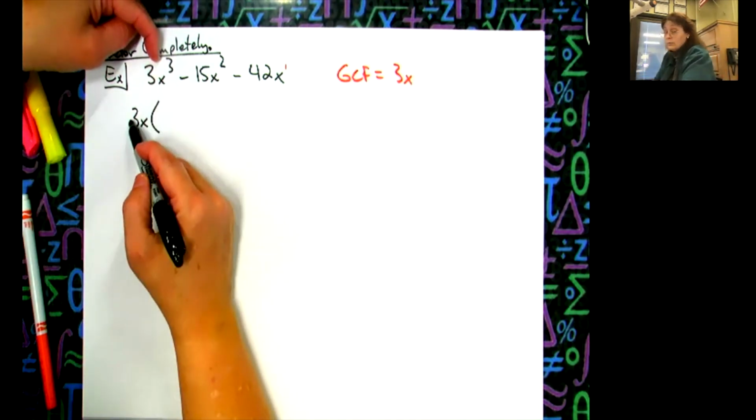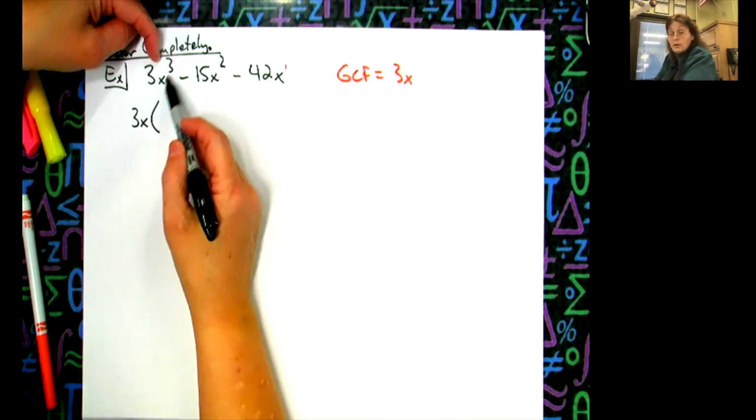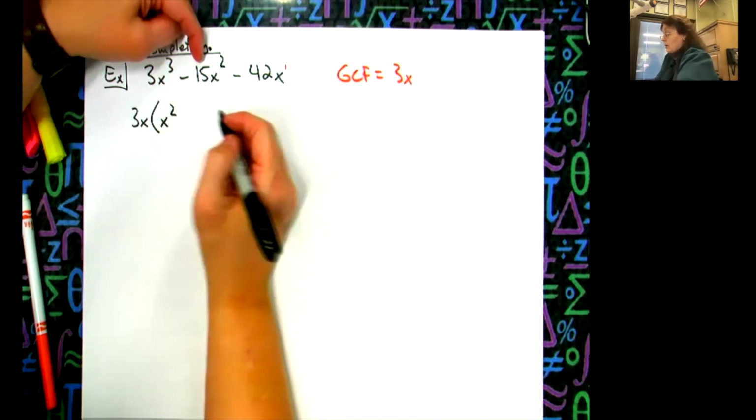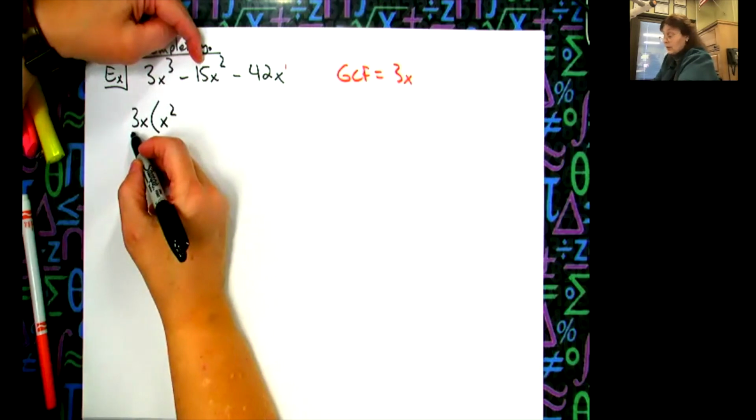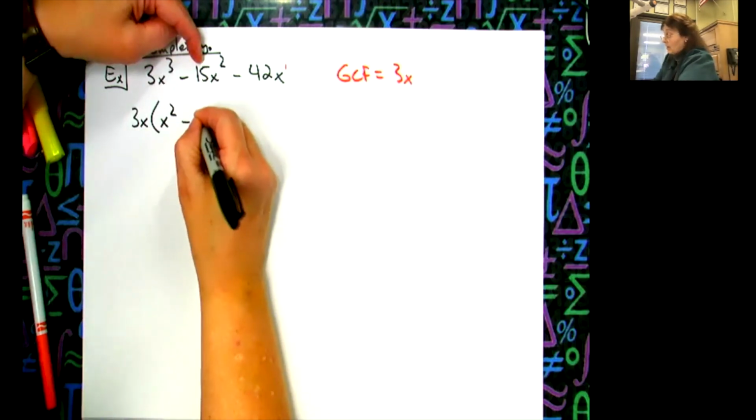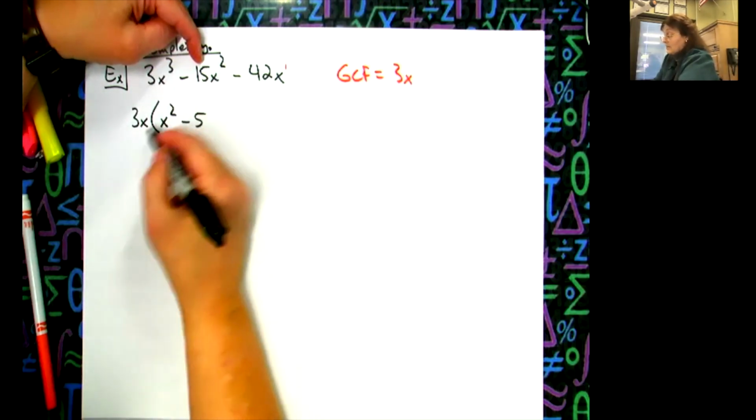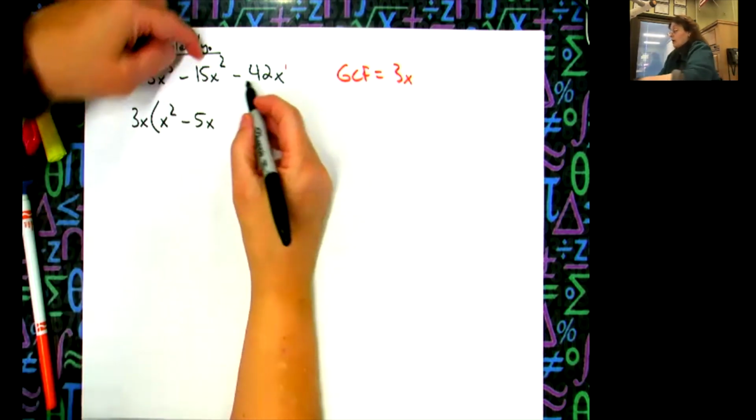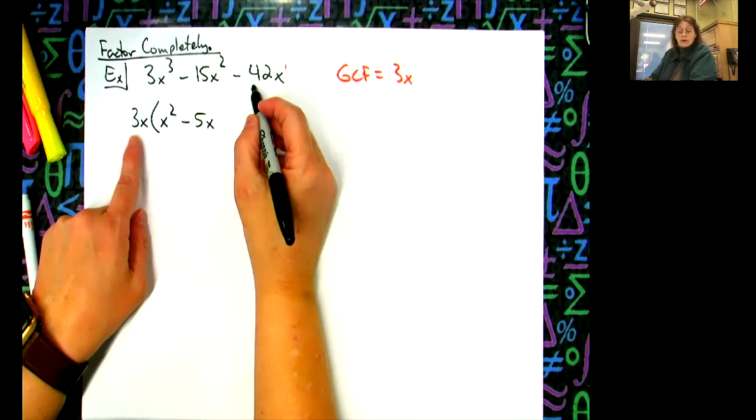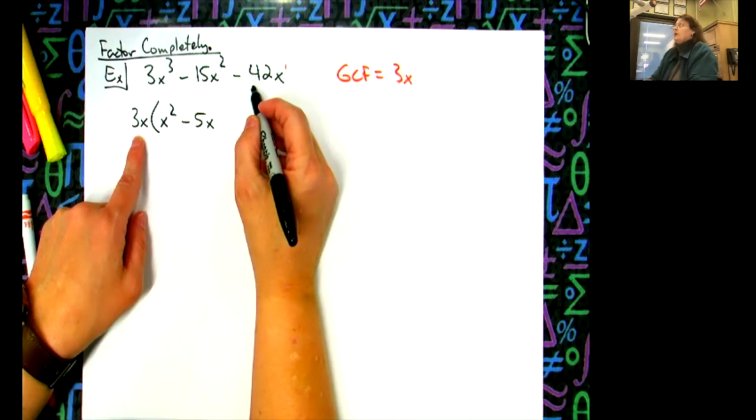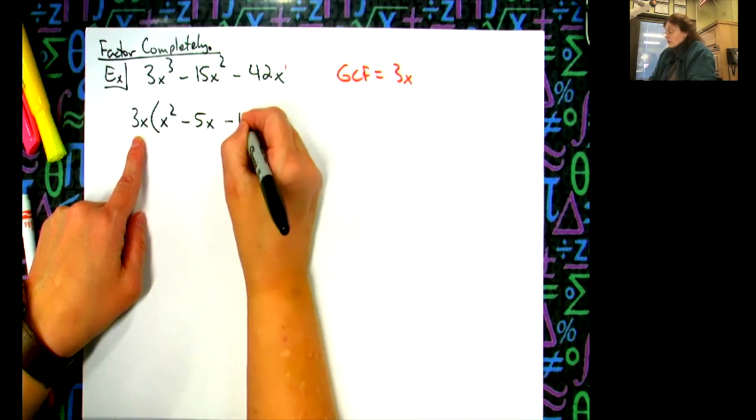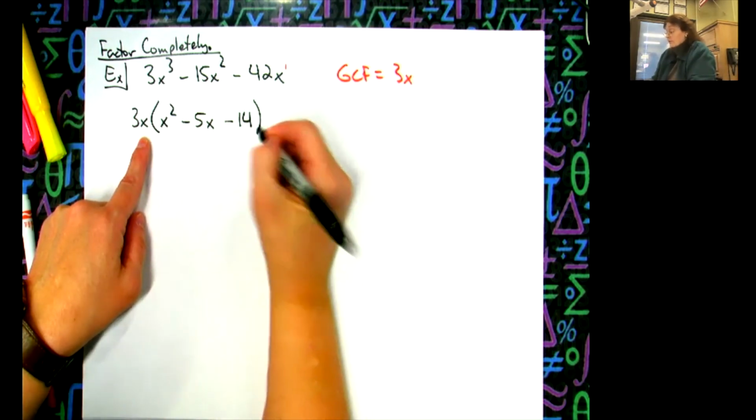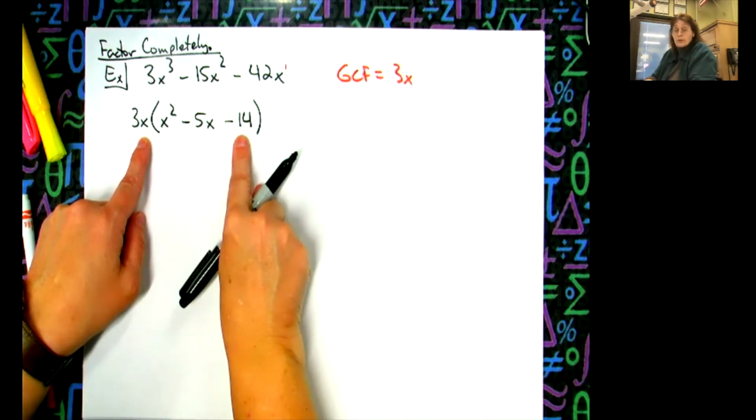So 3 divided by 3 is 1. I have 3 x's. I take 1 out. I have 2 left over. Negative 15 divided by 3. It's going to be a negative 5. I have 2 x's. I take 1 x out. I have an x left over. Okay. Negative 42 divided by 3 is going to be negative 14. I have an x. I take 1 x out. I don't have any x's left over. So I'm down to my trinomial on the inside.